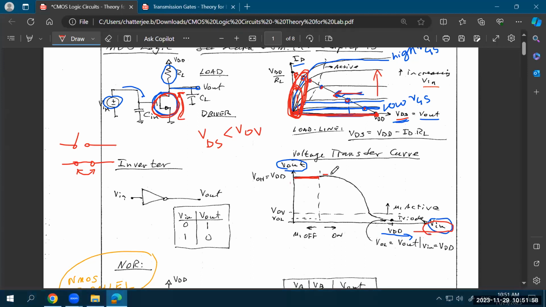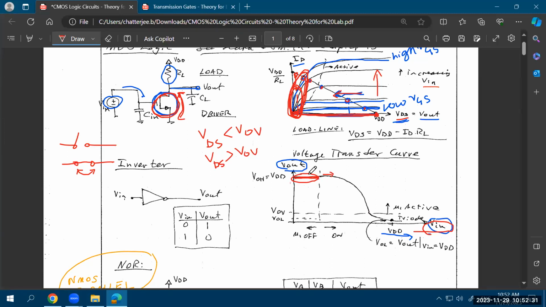After that, the device turns on, and the device turns on in saturation. So when your device turns on from the off state, it always turns on in saturation. Why is that? Remember, what is the definition of the saturation region? The definition of your saturation region is that your VDS is greater than V overdrive. Your VDS was already very, very high to start with. Your VDS was equal to your VDD, or the supply voltage, in this region.